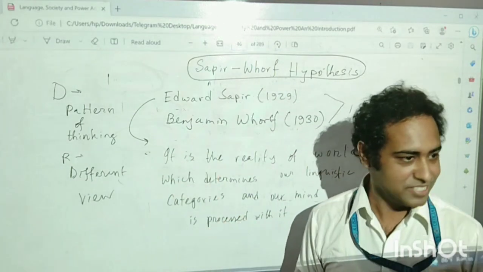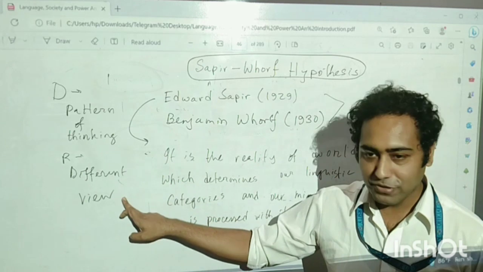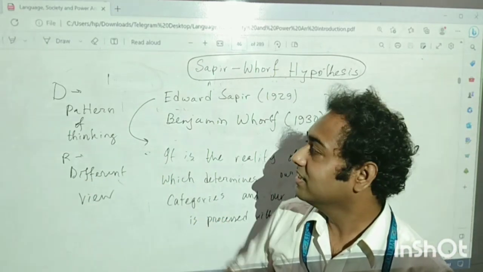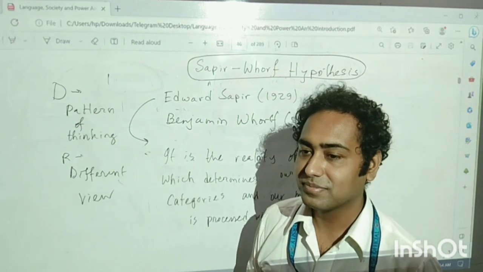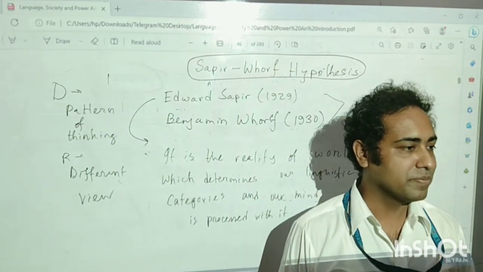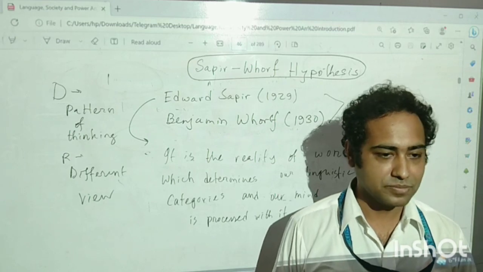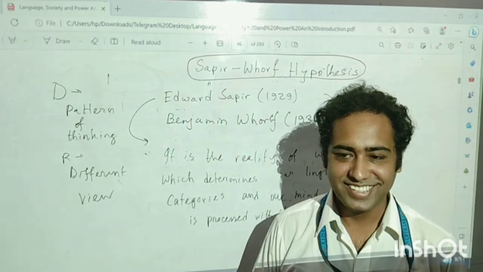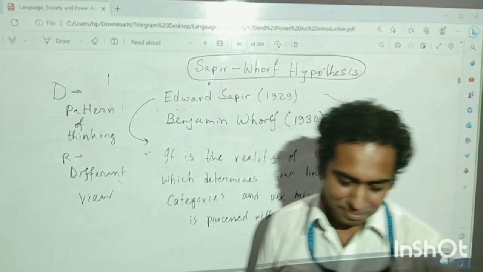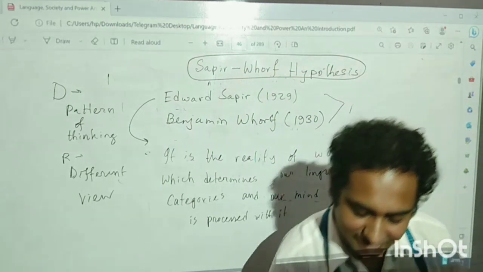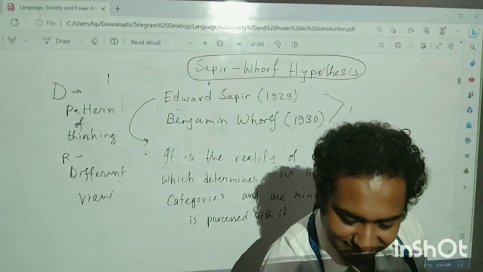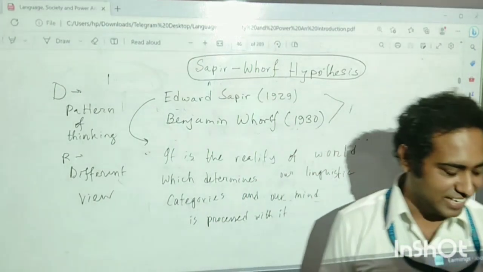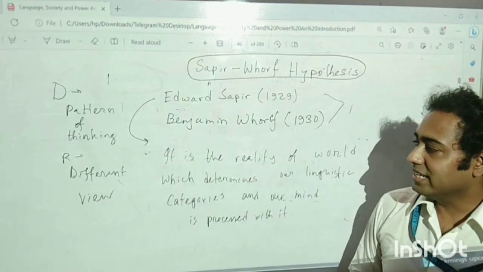I'm coming to the text, then you'll understand. Don't worry, just remember different view. So R refers to relativity, and this is determinism. It's an interesting concept, relativity and determinism. We are determined. Our destiny is determined, but we are free. Interesting. I'm coming to the last point. Don't worry, it will not be a boring class. Last point, a model for analyzing language. Clear? Pattern of thinking and different view.